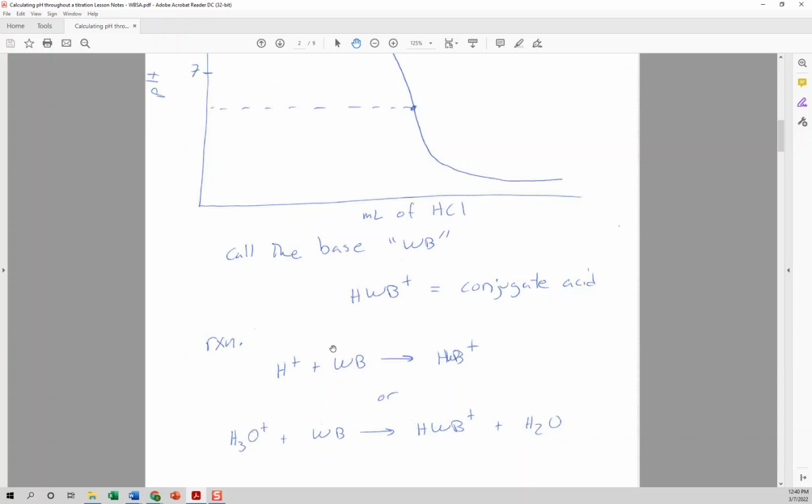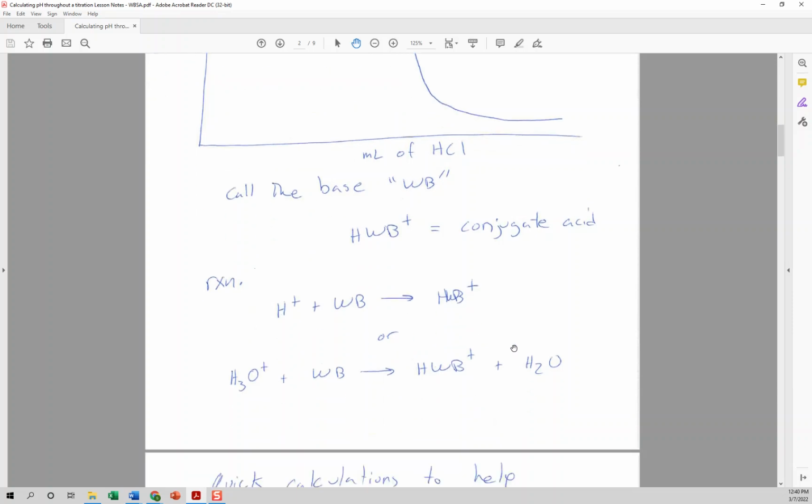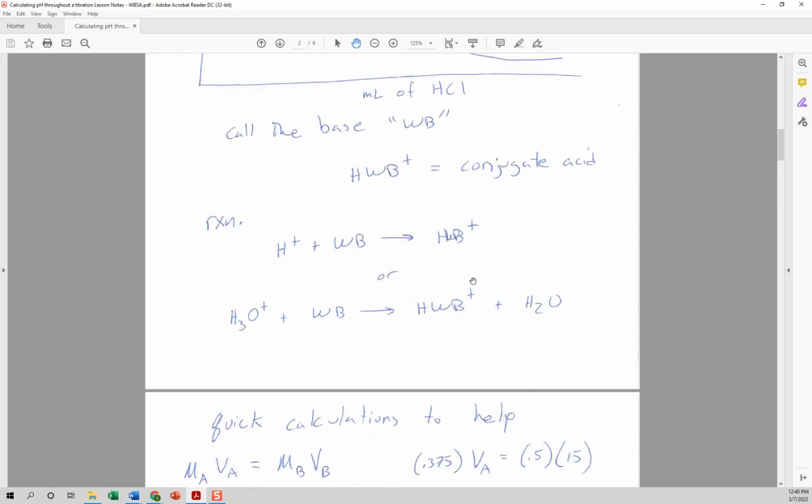And remember, a strong acid will react to completion with any base, whether it be weak or strong. So that's why I didn't draw a double arrow. We're just saying that reaction goes to completion. Okay, so that's the reaction that's going to completion.